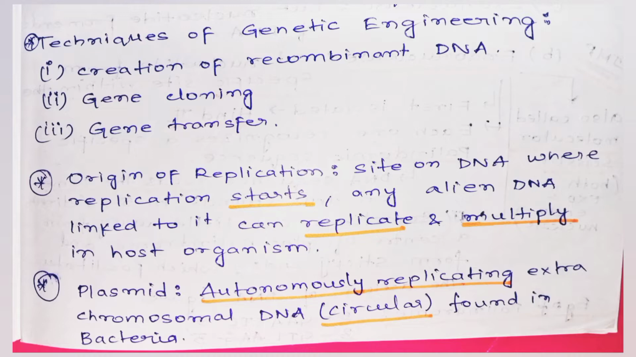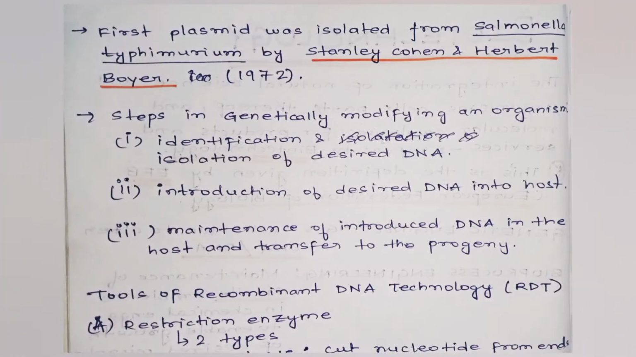You must know that there is a site on DNA which is referred to as the origin of replication. At this site, the replication process begins, and any alien DNA linked to it can replicate and multiply in host organisms. Also, plasmid is an autonomously replicating extrachromosomal DNA that is circular in its shape and usually found in bacteria. The first plasmid was isolated from the bacterium Salmonella typhimurium by Cohen and Boyer in the year 1972.